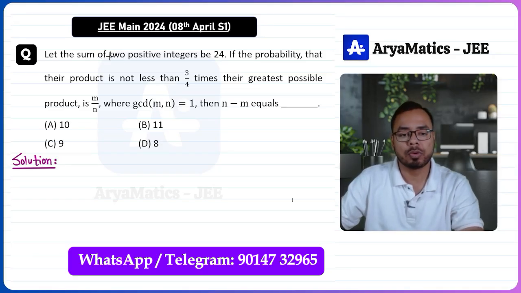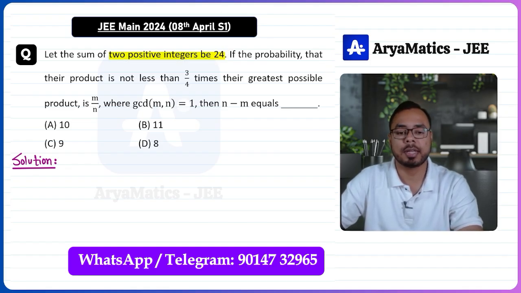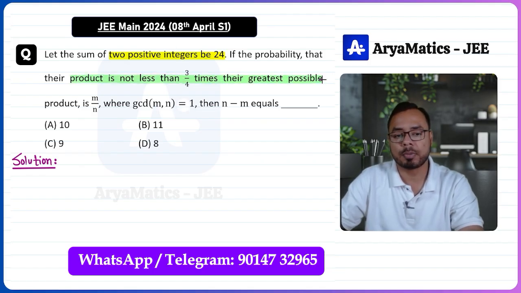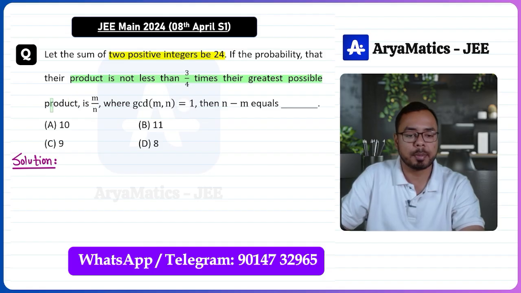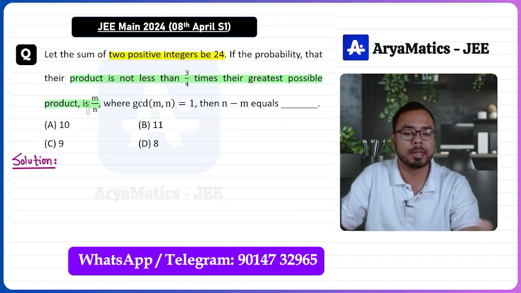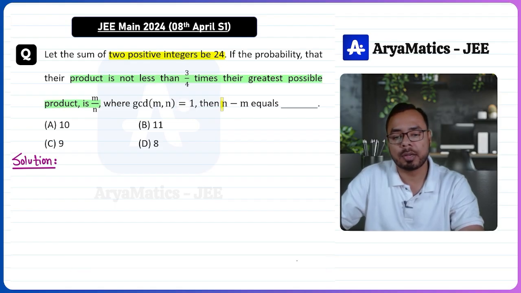Let the sum of two positive numbers be 24. If the probability that the product is not less than 3/4 of their greatest possible product is m by n, where again m and n are co-prime numbers, we have to find the value of n minus m.